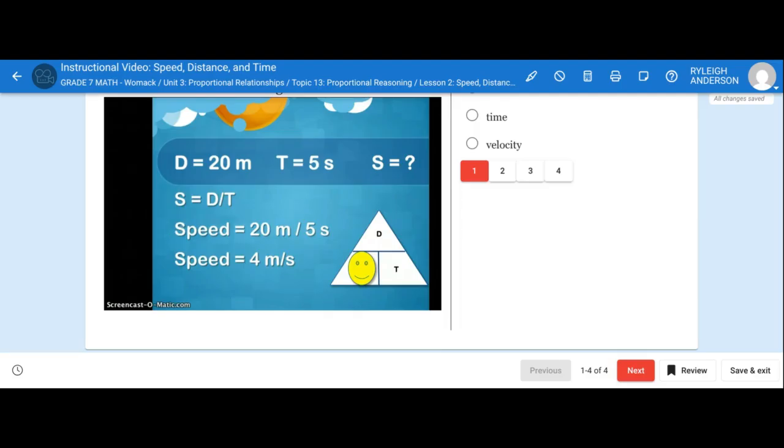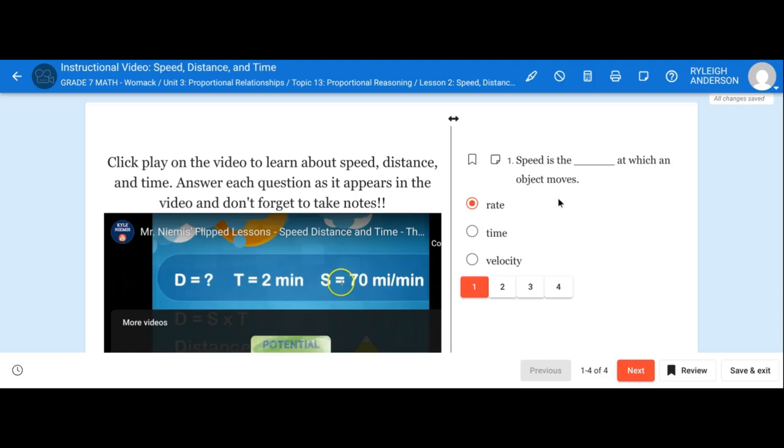Another practice problem. So the speed is the rate at which an object moves. Total distance divided by total time is the average speed. To find time, take distance divided by speed. Speed times time is used to find the blank an object has traveled.